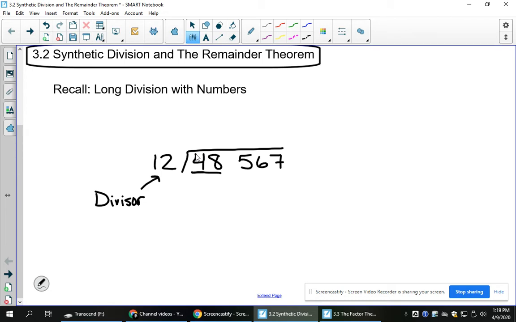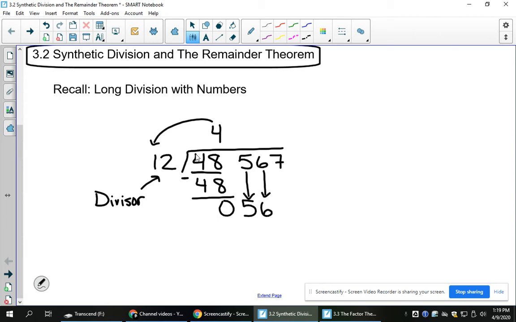48, can 12 go into that? Yes, 12 can go into 48 4 times. Then what we would do is go 4 times 12 is 48. We would draw a line and we would subtract these two numbers. You pull down the next number and you try again. Can 12 go into 5? No. What about 56? It could go into 56 4 times.